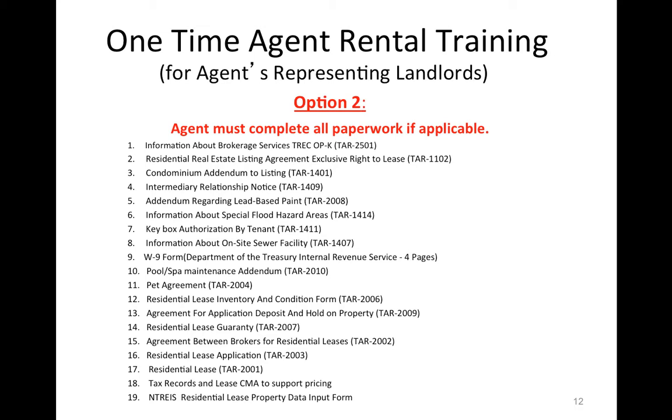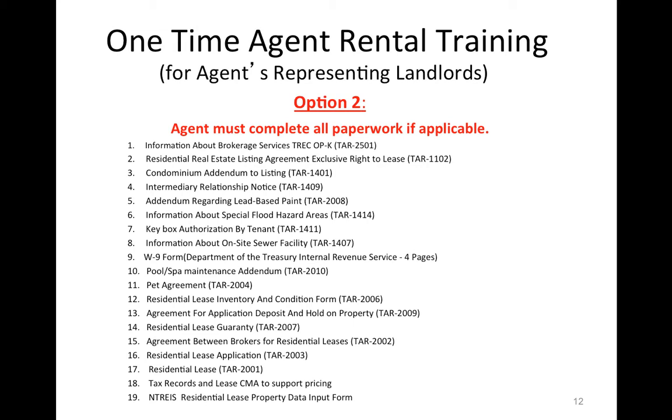It is important for you to know that it is your obligation to complete the paperwork, or all paperwork if applicable. On this slide you will see 19 individual forms. Any or all of these forms could be involved in leasing a property for the benefit of the landlord. It's real simple. You always have to have information about brokerage services. And of course you need a residential real estate listing agreement exclusive right to lease.